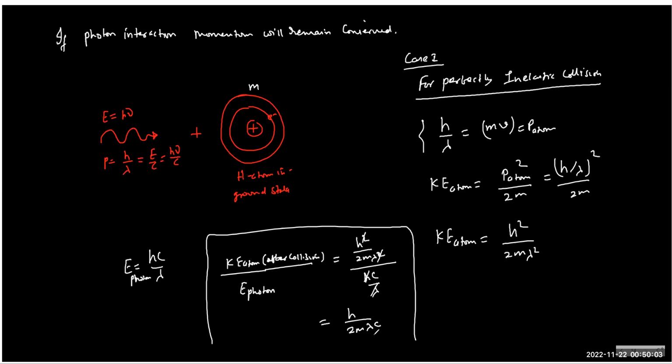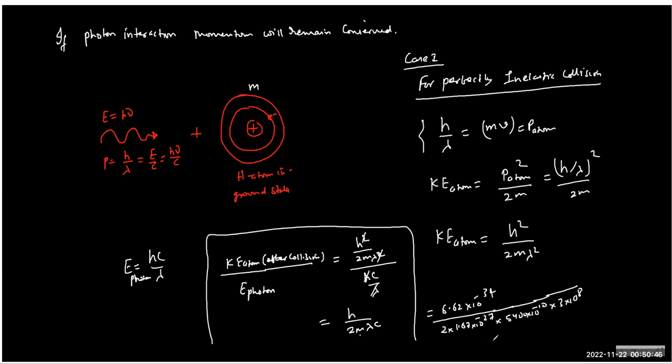h itself is very small. c will make it even smaller. m will make it even smaller. Let's do this. Let's say lambda is some visible spectrum wavelength. You can just choose some value to get the idea. The mass of an H atom is how much? 1.6 × 10 to the minus 27. And lambda, if I take roughly 5400 angstrom, and c is 3 × 10⁸.